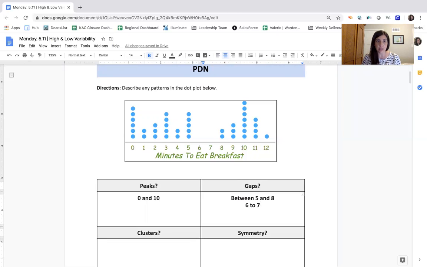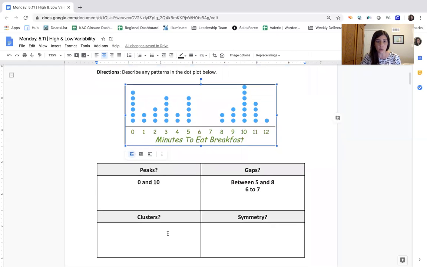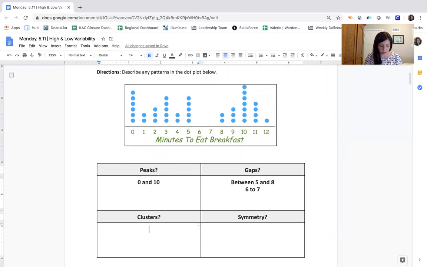Okay, clusters of data. Because there's a gap right in the middle here, I definitely have 2 clusters of data. I have a cluster of data between 0 and 5, and I have another cluster between 8 and 12. So I'm going to go ahead and write that down. There's a cluster from 0 to 5, and another one from 8 to 12.